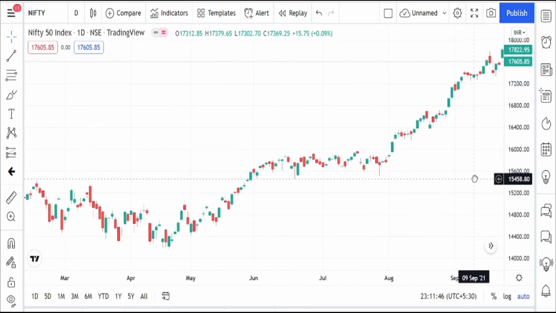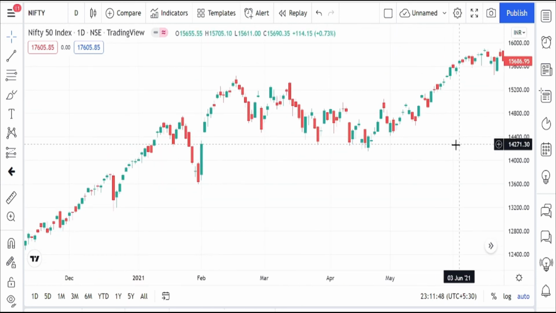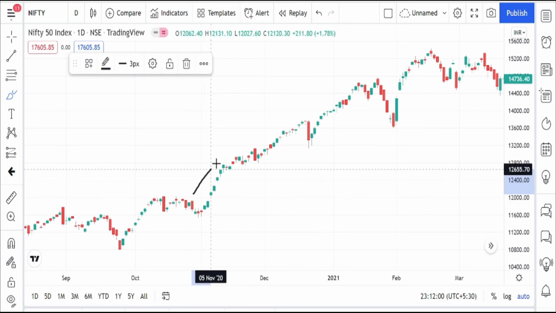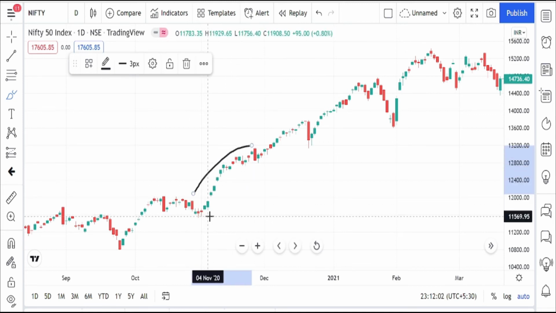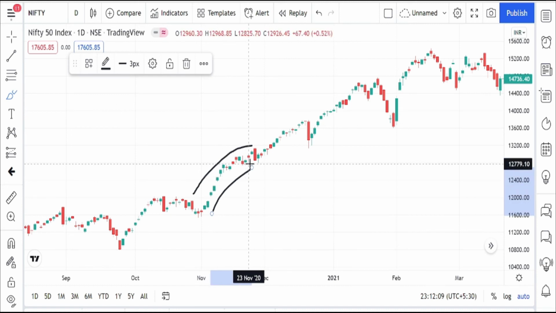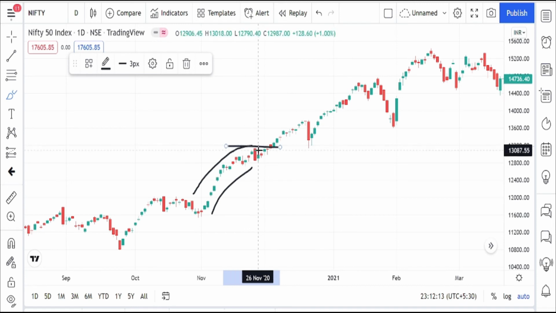Now let us try to find some of the other patterns. All right. So here also, friends, if you see, the previous trend is an uptrend, correct? Where bulls are in absolute control over the market. And here, if you see at this price point, what actually happened? There is a bearish candle formation which engulfs the previous bullish candle, correct? Which clearly indicates again a bearish engulfing pattern.